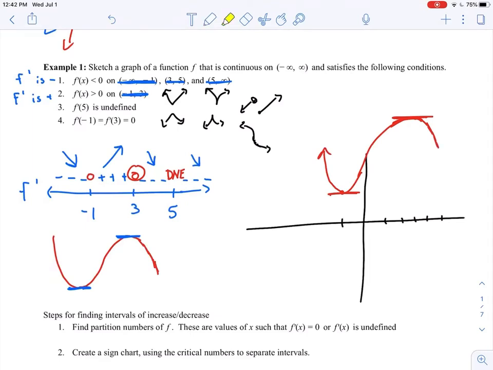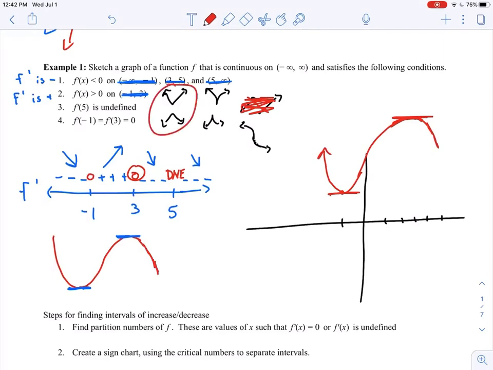And now we've got to talk about the behavior at 5, because this is a little bit different. We said it probably looks like one of these possibilities here. So let's try and rule some of them out. First of all, it can't be discontinuous because it said it needs to be continuous on -infinity to +infinity. So this is the easiest one to rule out. It can't be discontinuous, so it's not that one.